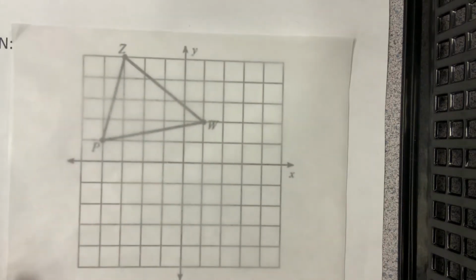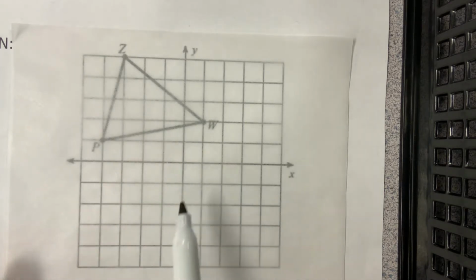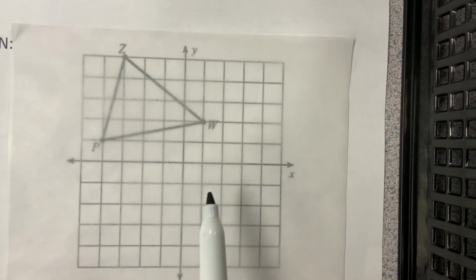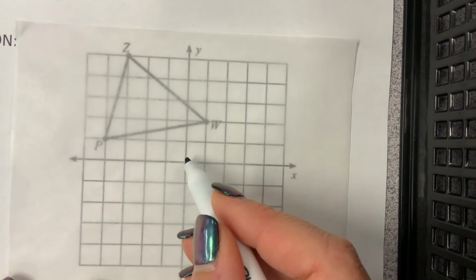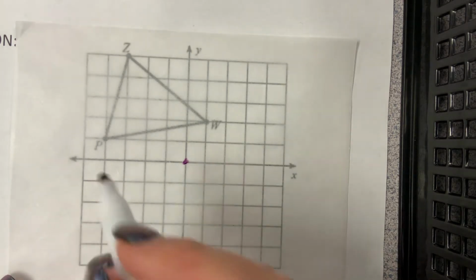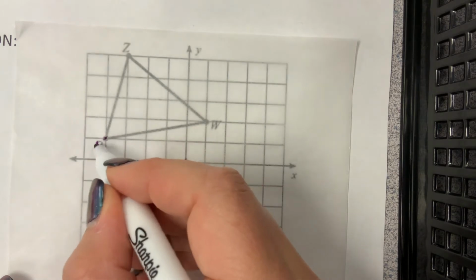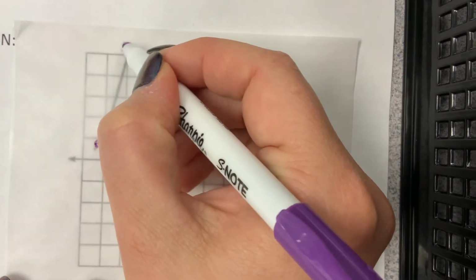So I put my patty paper over my coordinate grid and I'm going 180 degrees, which means I should end up in this quadrant somewhere over here. If I'm going about the origin, the first thing I do is plot the point of rotation. After doing that, I trace each one of my points and I make sure that I label those points so that I know when I rotate where they're going to end up.